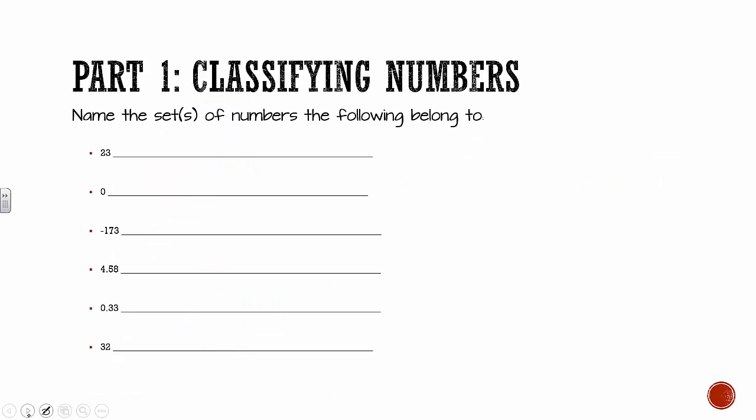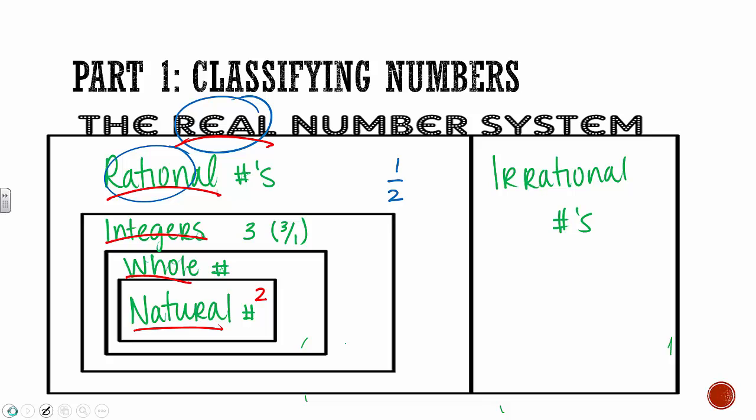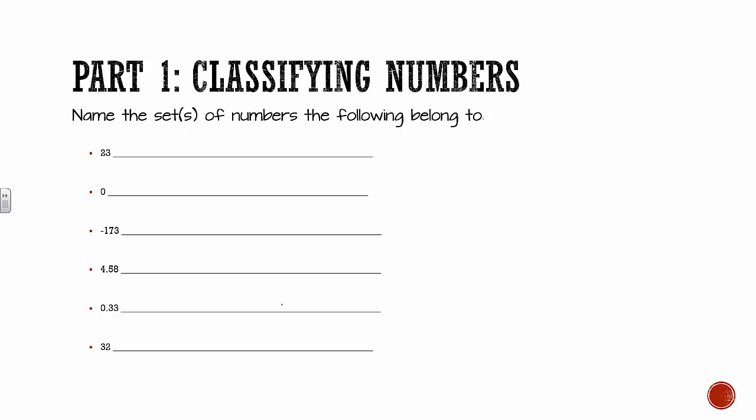So let's do some examples. How about the number 23? Well, if we look back at this, 23 is a natural number. I could count 23 objects, which means it has to be a whole, an integer, a rational, and a real. So natural, whole, integer, rational, and real. It fits in all of those sets of numbers.